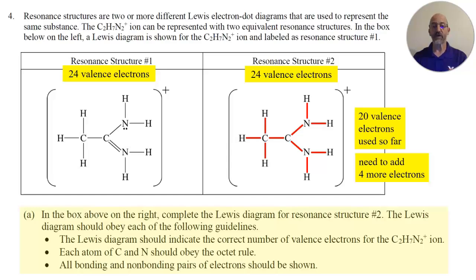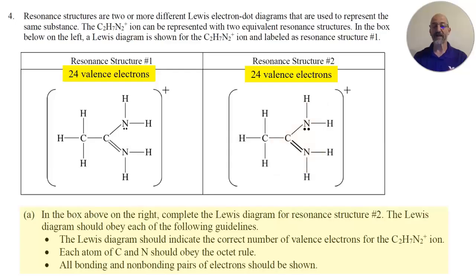So I need 24 valence electrons total. I also need each atom of carbon and nitrogen to obey the octet rule. And right now, the carbon on the left does have access to an octet with 4 single bonds. But that carbon in the middle and those 2 nitrogen atoms, these 3 atoms still need an octet. Now watch what happens if I create a double bond and then put a pair of non-bonding electrons on that nitrogen. So look at the left and look at the right, and you'll realize that I made a mistake.